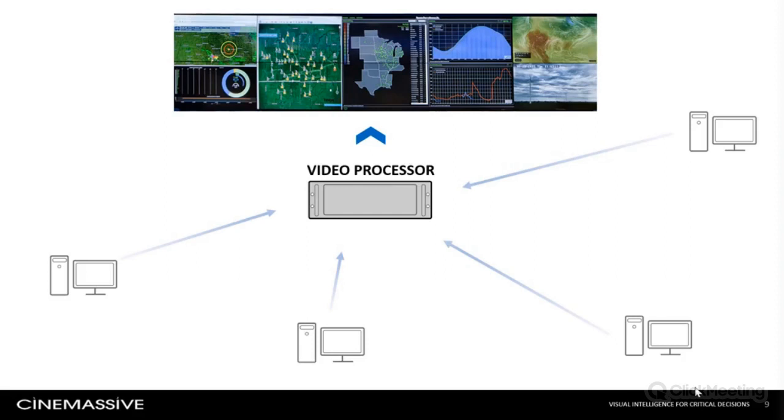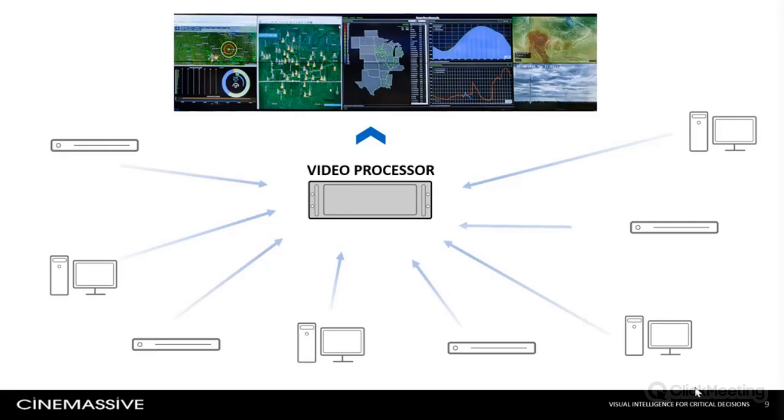We've addressed the issue of dedicated server resources, but what happens as we continue to add more and more URL sources to a traditional video processor? After all, just one graphically dense site link like Google Earth can consume a large portion of the onboard GPU resources. Add a dozen or more such sources, and your wall may well become unusable.